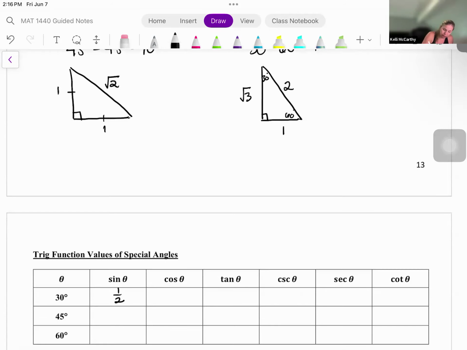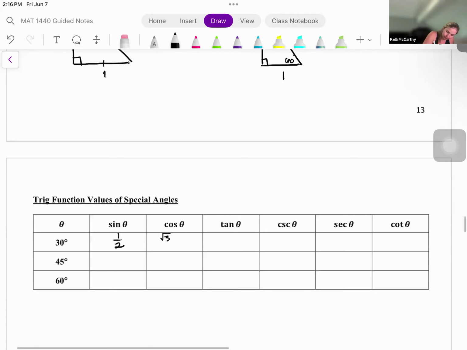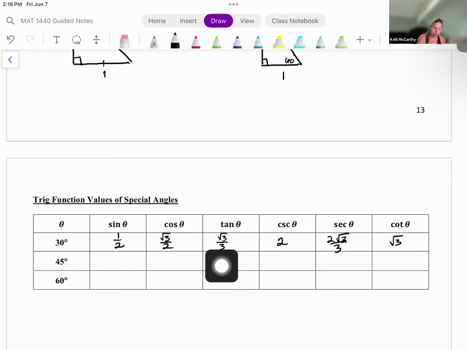Cosine of 30 is the square root of 3 over 2. Tangent is the square root of 3 over 3. Cosecant is 2. Secant is 2 square root of 3 over 3. And cotangent is the square root of 3. Now, some of these are very obvious from those triangles. Others, we would need to do some manipulation. And in future examples, we won't try to memorize all of these values in particular. The tangent, cosecant, secant, cotangent, we will derive them or work with the sine and cosine values to find them. But this will be a nice handy table to have for quick reference while you're working through problems.